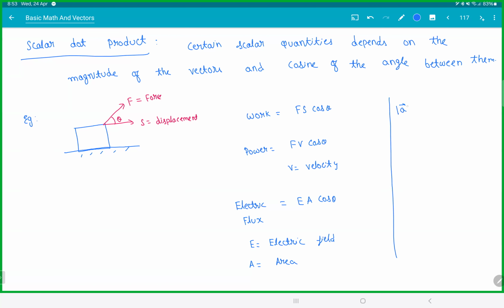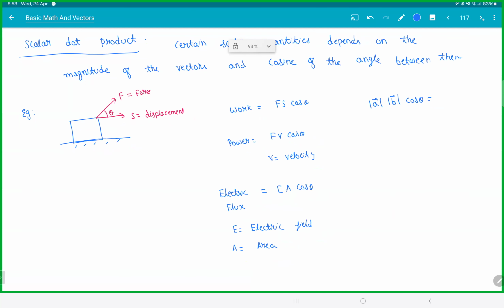Since it is coming up every time, we defined it. We created this function, mod A bar, mod B bar, the magnitude into cos theta. We started writing this as A bar dot B bar. Are you getting it? Since the terms are coming every time, mod A mod B cos theta, we start calling this term A bar dot B bar. That means this function will become F bar dot S bar. This function becomes F bar dot V bar. This function becomes E bar dot A bar.